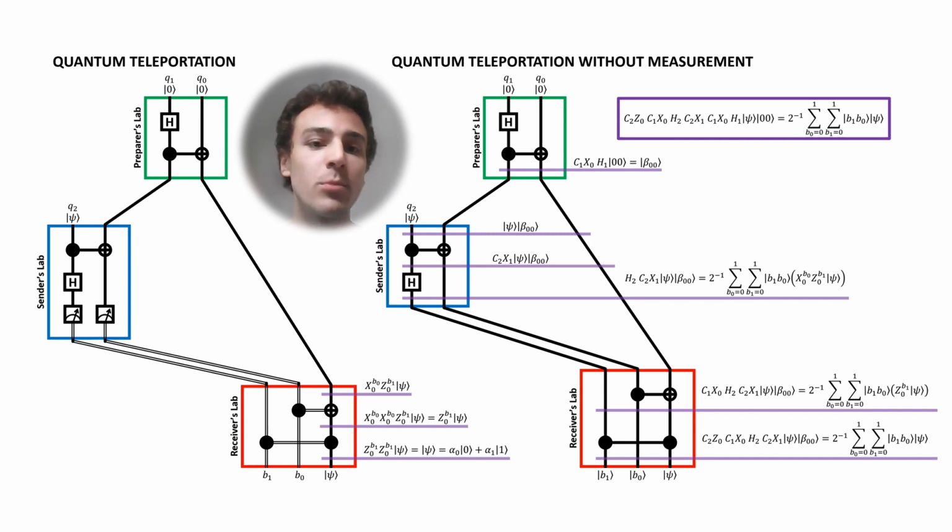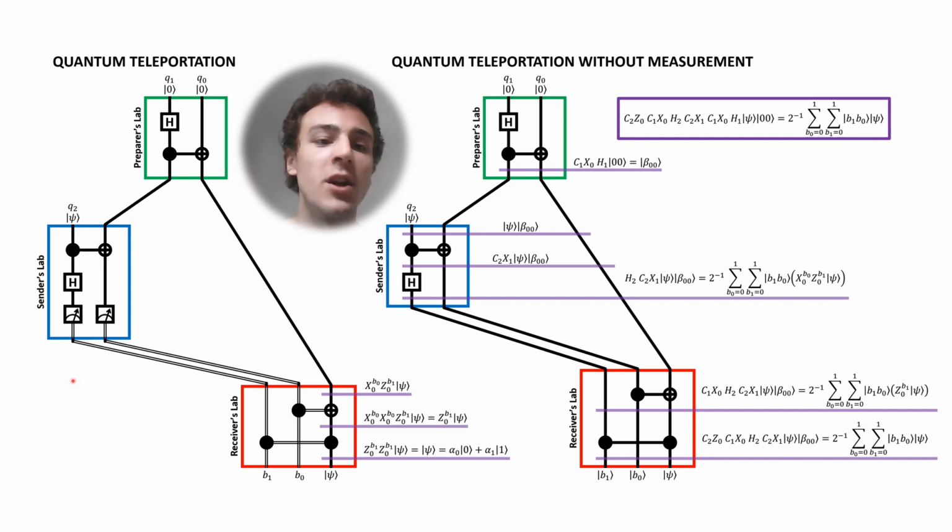The preparation subroutine is identical for both of these protocols. It is also the same preparation subroutine that is used in superdense coding. The sending subroutine is almost the same for these two quantum teleportation protocols. But the final step in the sending subroutine of the previously discussed protocol contains measurement gates. These measurement gates are omitted in the right diagram.